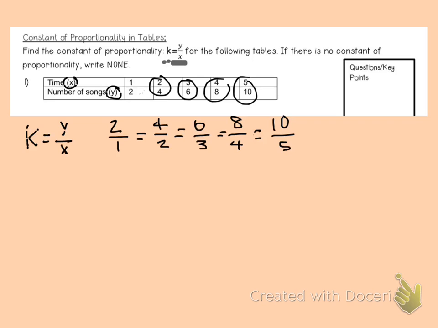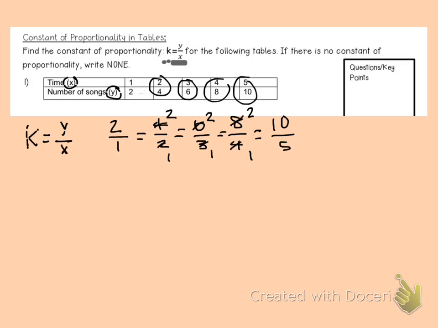So if we were to simplify these, 2 over 1, or 2 divided by 1, that's in simplest form. 2 divides into itself once and into 4 twice. So those are equivalent, so we keep going. 3 divides into itself once and into 6 twice. It's equivalent, so we keep going. 4 divides into itself once and into 8 twice. It's equivalent, so we keep going.